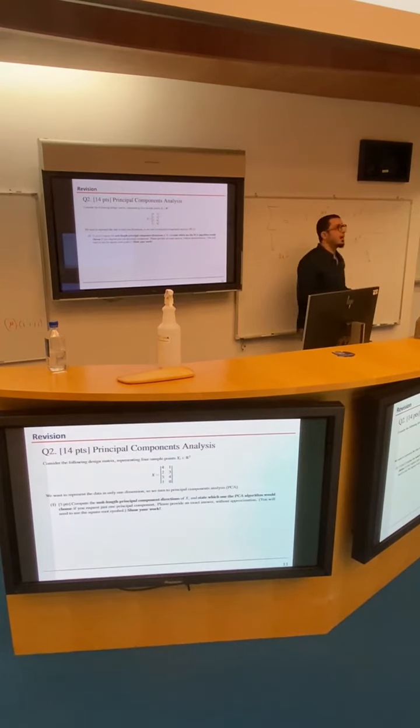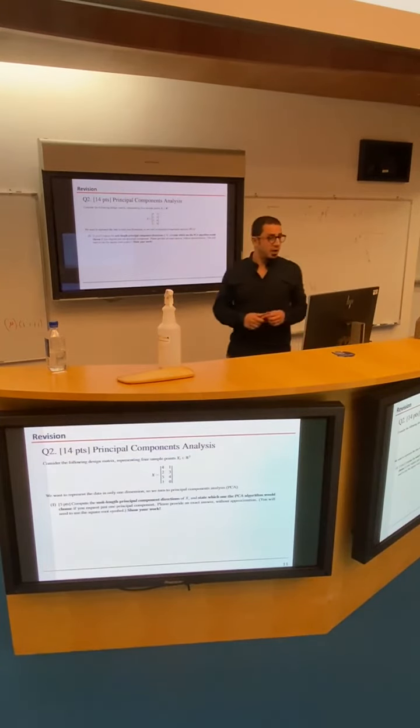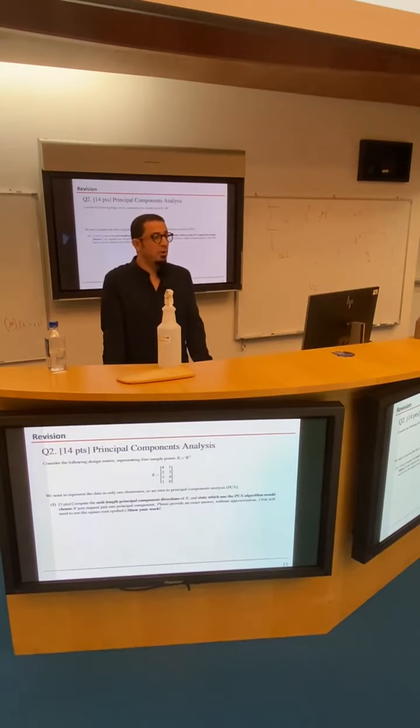No, I mean, what is the algorithm again? Okay, compute the unit length principal component direction of x. What does unit length mean?